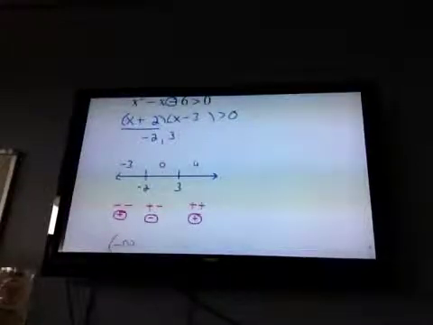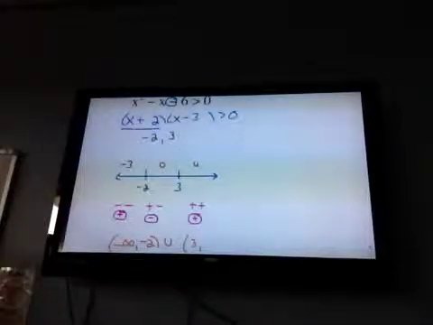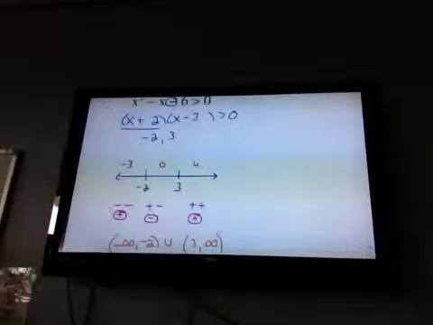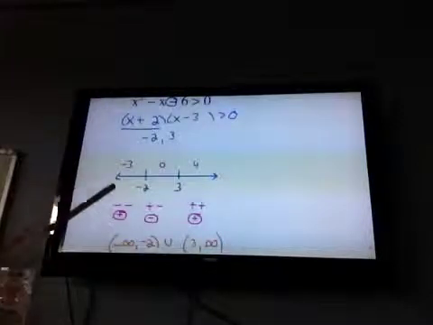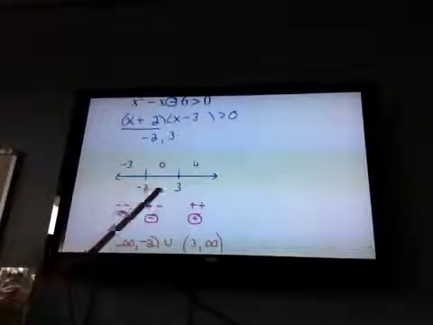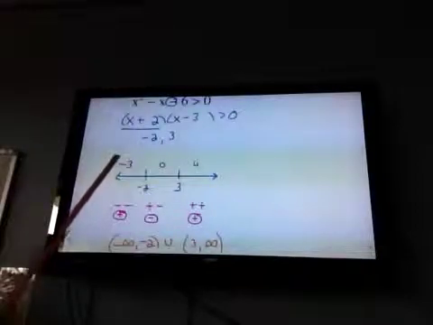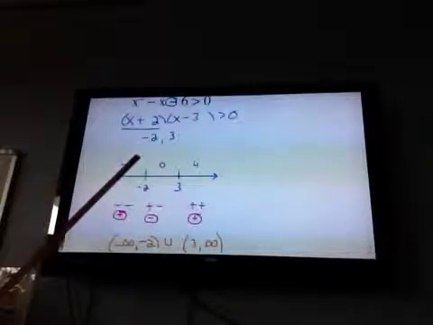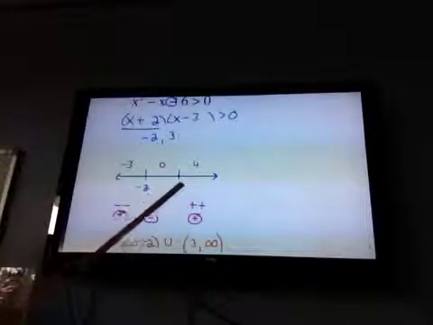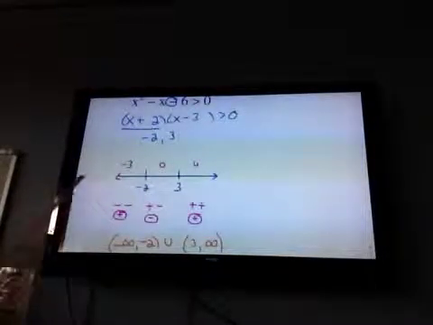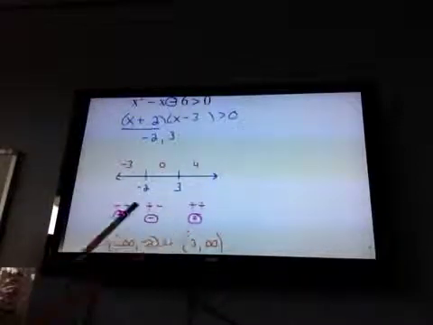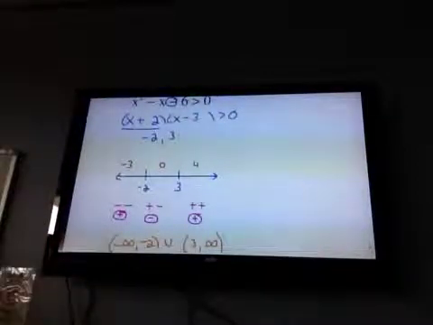Negative infinity up to -2, unioned with, because there's another piece that gives me positive, +3 up to positive infinity. Now, be careful, because when you write your answers, you're using the zeros. You're using these numbers, not your testing numbers. If people make a mistake, they write those testing numbers. They're the zeros. So the numbers smaller than -2 and the numbers bigger than 3 are going to make our answer positive. So that's my final answer.